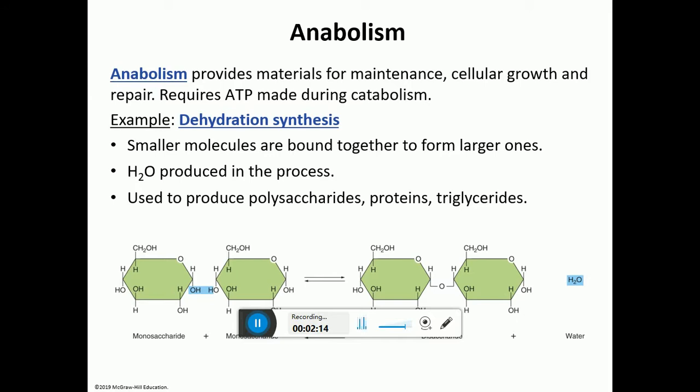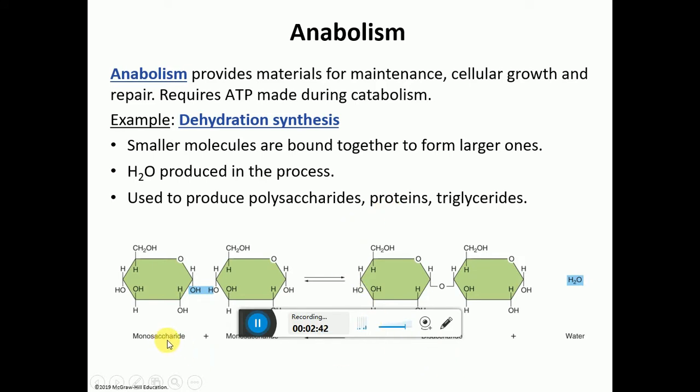An example is dehydration synthesis. Dehydration synthesis would be if you have these two smaller monosaccharides, they are not attached at this point, but if you remove that water molecule, that H2O molecule, now these two smaller molecules are kind of holding hands. There is a bond between the two monosaccharides, and you've made what is known as a bigger disaccharide.